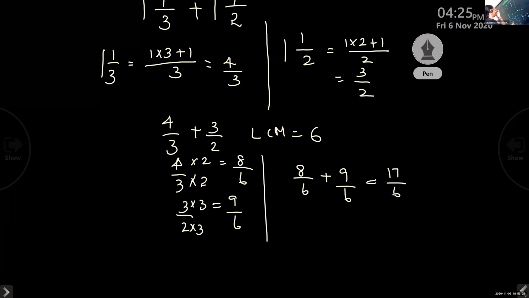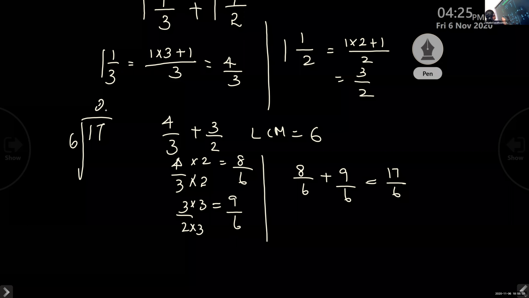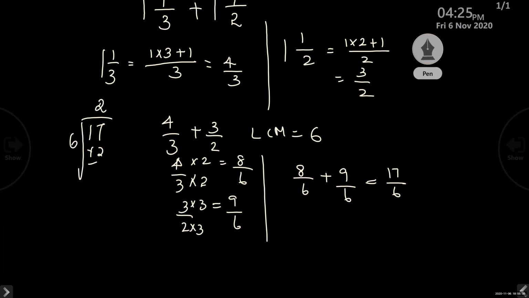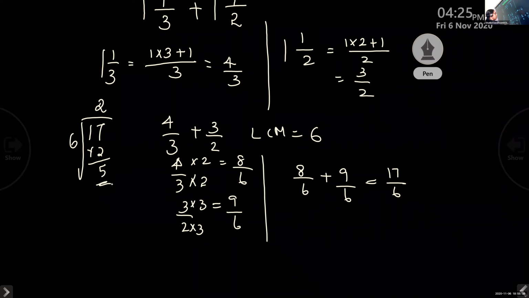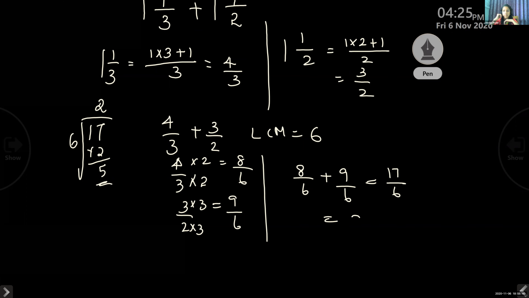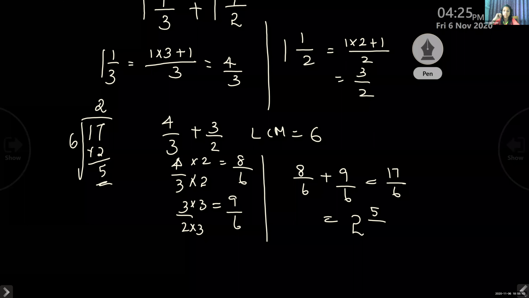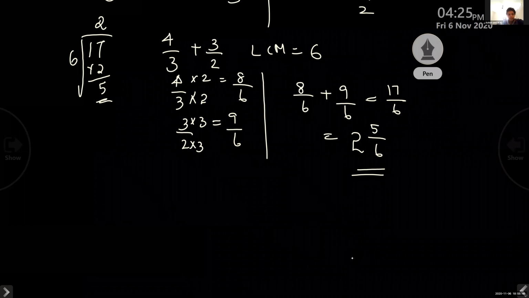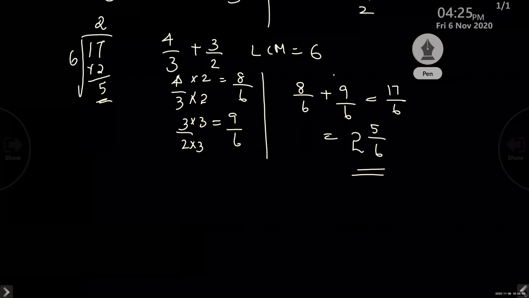Will you convert it? Ma'am, 17 by 6, divide, 2 times 6 is 12, 17 and 5 by 6. So it is 2 and 5 by 6. Yes. This was our homework, 2 and 5 by 6.